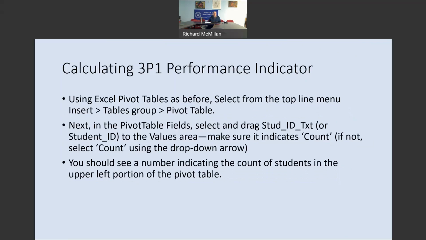Using Excel pivot tables as before, select from the top line menu, insert, then tables group, then pivot table. Next, in the pivot table fields, select and drag student ID text or student ID for CETA 2 data to the values area. Make sure it indicates count. If not, select count using the drop-down arrow.